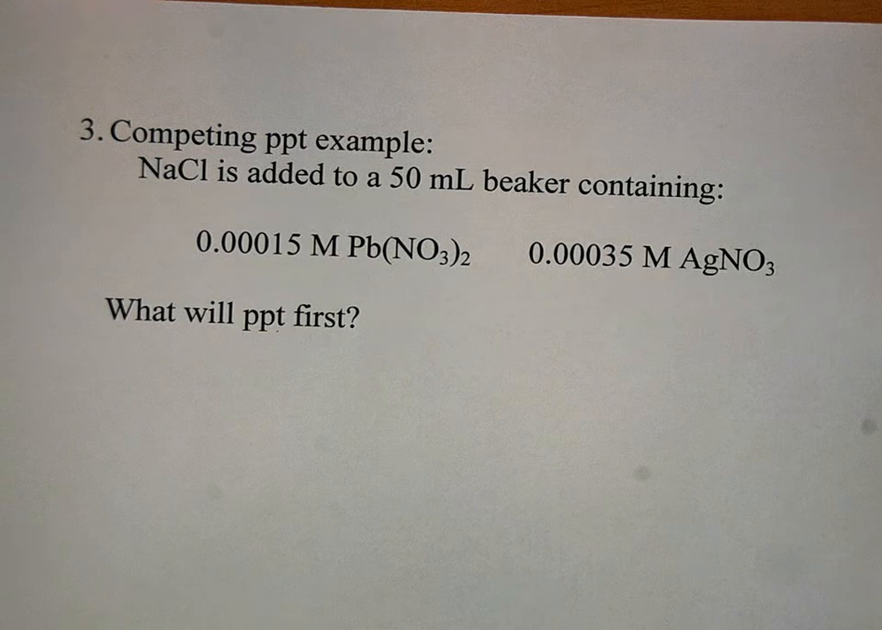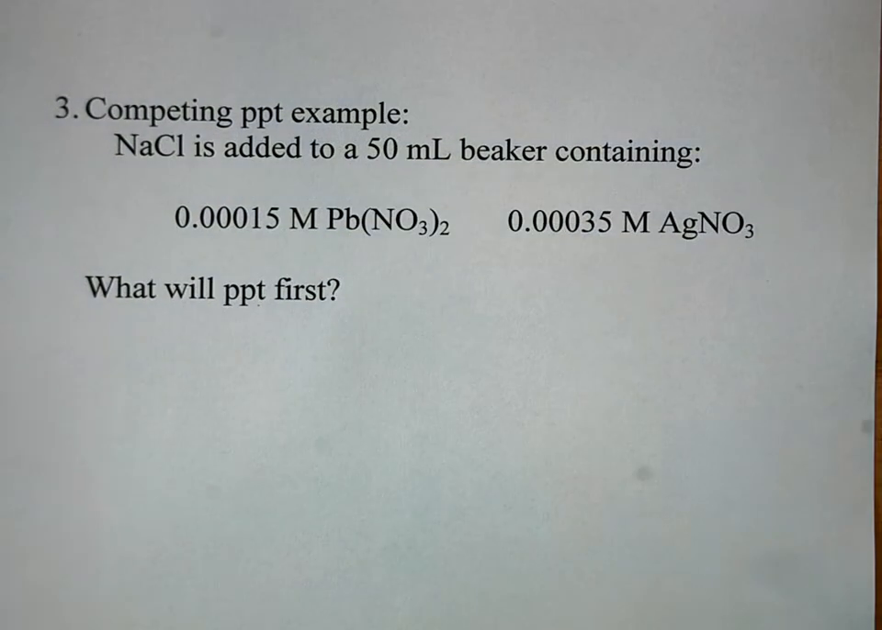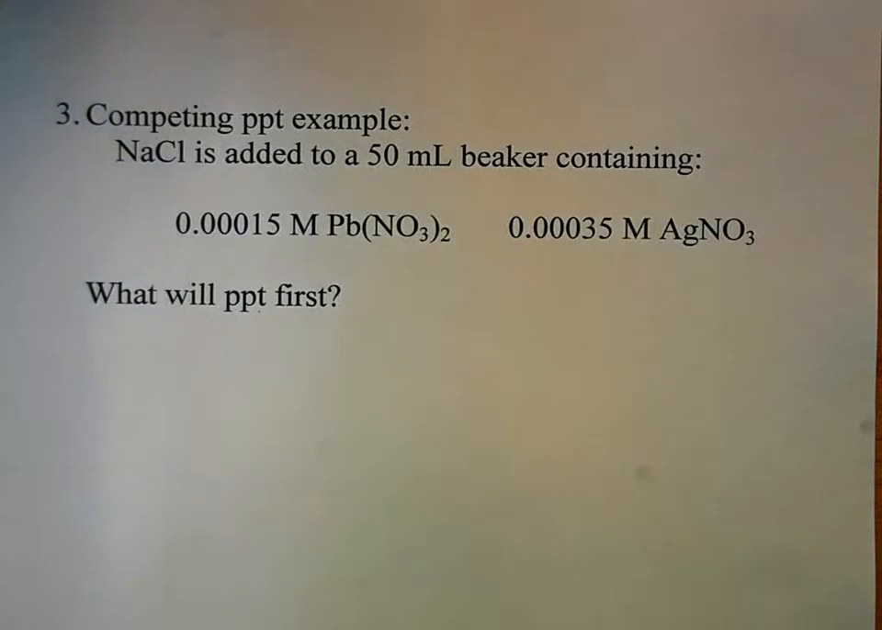Okay, I've got sodium chloride added to a 50 milliliter beaker, and that would just be solid sodium chloride, and it wouldn't be enough to change the volume at all, so we wouldn't have to worry about that. Then they give me the concentration of lead nitrate and silver nitrate. So these two are already combined together in 50 milliliters, and I'm going to add some sodium chloride to it. So what's going to precipitate first?